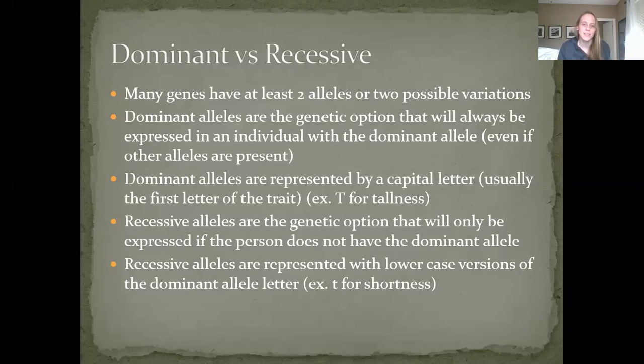The recessive allele is the genetic option that will only be expressed if the person only has recessive alleles. So if there is a dominant allele that person has, their recessive allele will not show up. And we represent these recessive alleles with a lowercase version of whatever the dominant allele was represented by. So shortness would be represented by a lowercase t, since tallness was represented by a capital T.